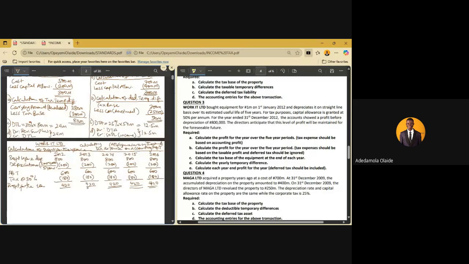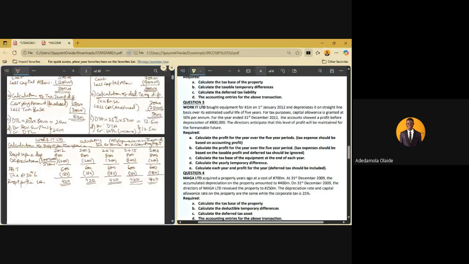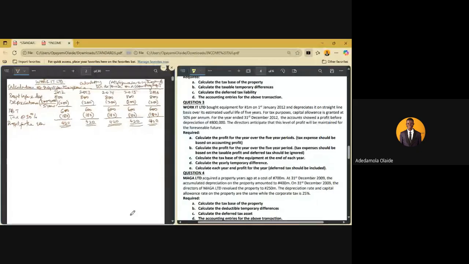Okay? That's for that. Now we are also to calculate profit for the year over the 5-year period. Tax expense should be based on taxable profit and deferred tax should be ignored. First things first, before we go to calculation of profits for the year, we'll first need to calculate what is our taxable profit and what is our tax based on taxable profit.